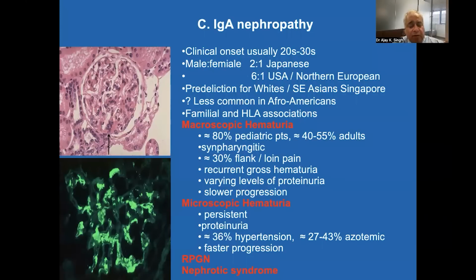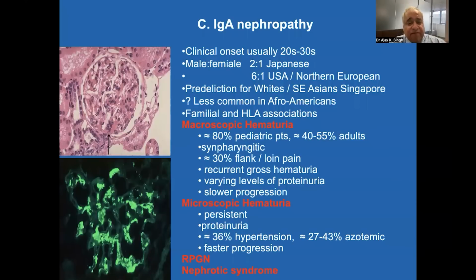Patients can present in 4 different syndromes: macroscopic hematuria, microscopic hematuria, rapidly progressive glomerulonephritis, or nephrotic syndrome. Patients who present with macroscopic hematuria, most of these patients are pediatric, less so adults, can have a synpharyngitic presentation. So unlike post-strep GN, where there's a 2-week lag, in these patients, the synpharyngitic thing is that they get a pharyngitis that revs up the mucosal immune system, and then they usually present with a macroscopic hematuria.